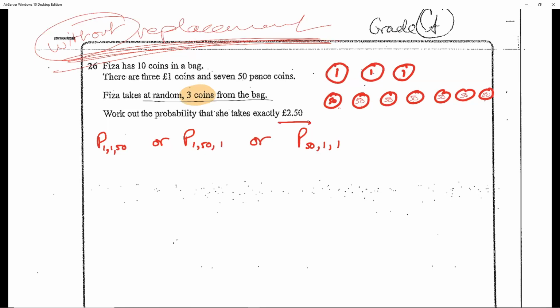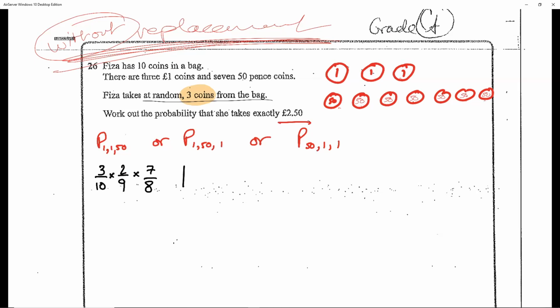What's the probability of the first £1? 3/10. And the second one? 2/9. And the first 50p? 7/8. Fantastic. So now we have the numbers changing by 1 each time. We're going from 10 to 9 to 8. We're changing it.